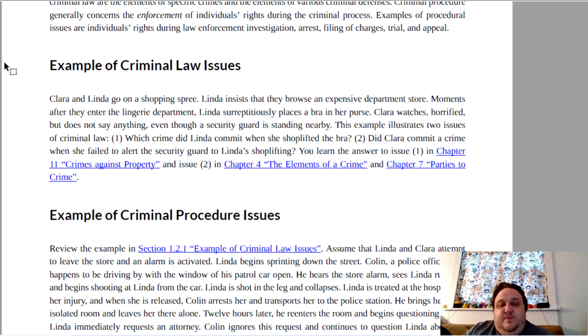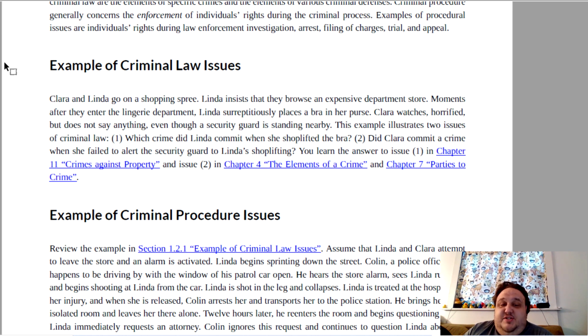So, in the textbook, we have Clara and Linda go on a shopping spree. Linda insists that they browse an expensive department store. Moments after they enter the lingerie department, Linda surreptitiously places a bra in her purse. Clara watches, horrified, but does not say anything, even though a security guard is standing nearby.